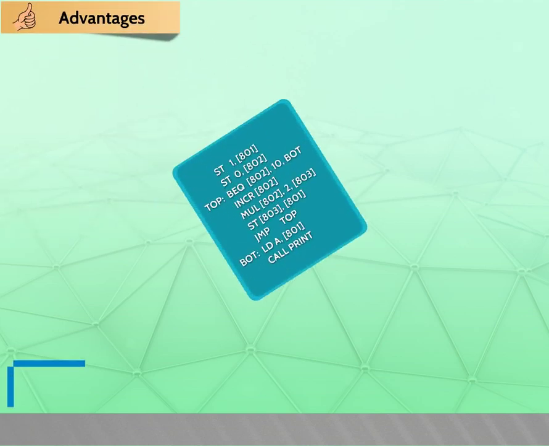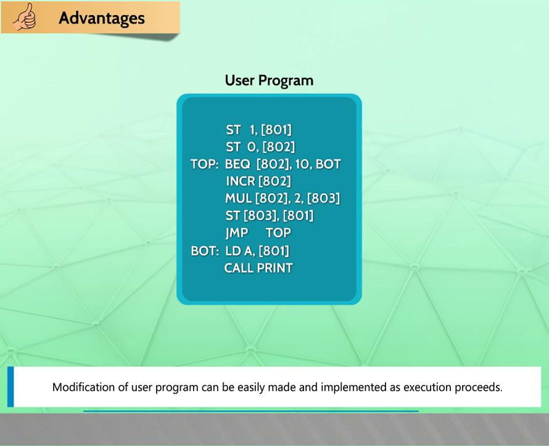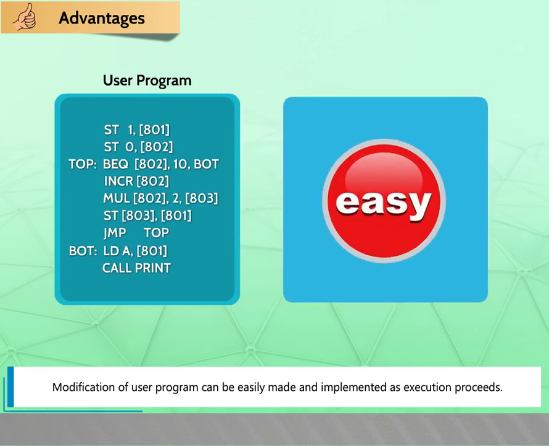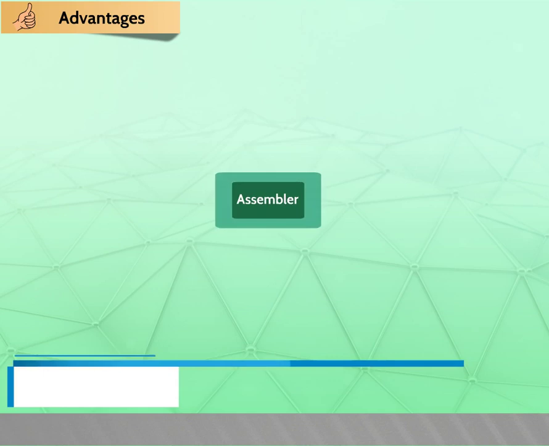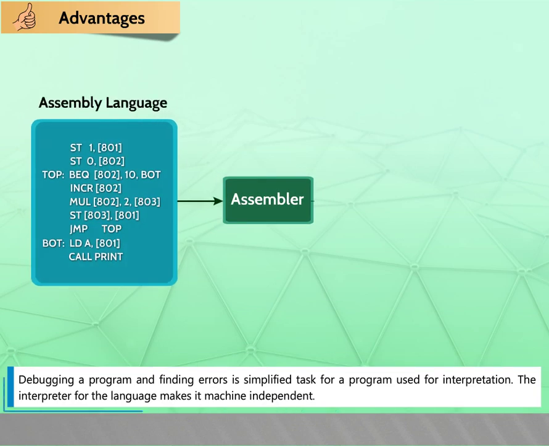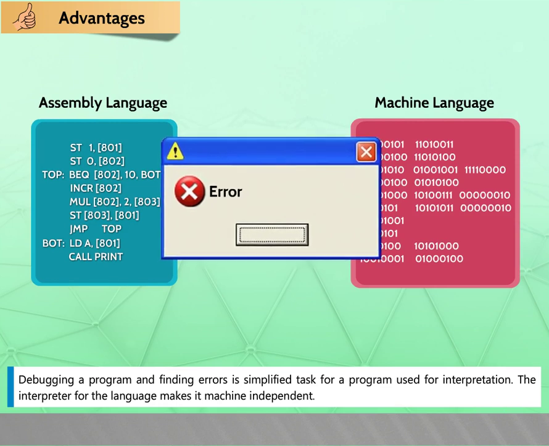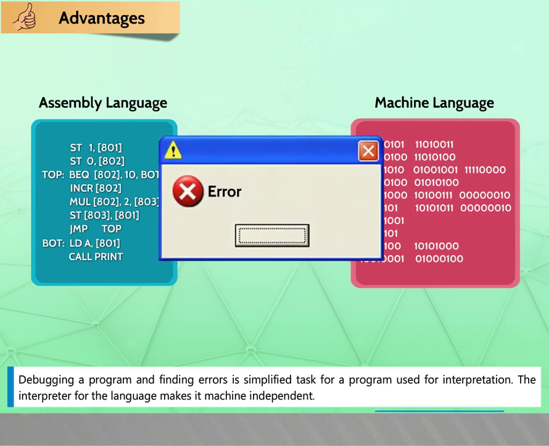Advantages. Modification of the user program can be easily made and implemented as execution proceeds. Debugging a program and finding errors is a simplified task for a program used for interpretation. The interpreter for the language makes it machine independent.